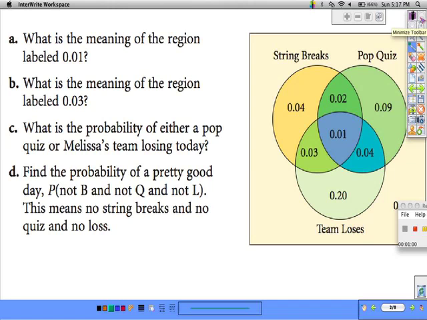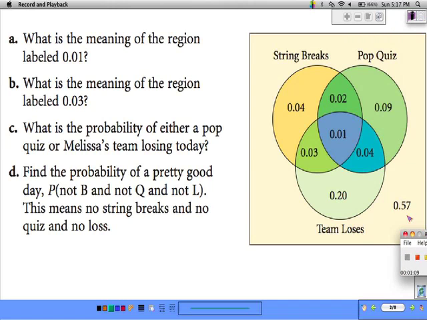So here we have a Venn diagram with probabilities in here. Notice that if we add up all of these probabilities, in addition to the 0.57 out here, those add up to 1. The meaning of the 0.01 is that's the probability that the person's string breaks and that there's a pop quiz and that their team loses. So there's a 1% chance that all three of these unfortunate events happen on the same day.